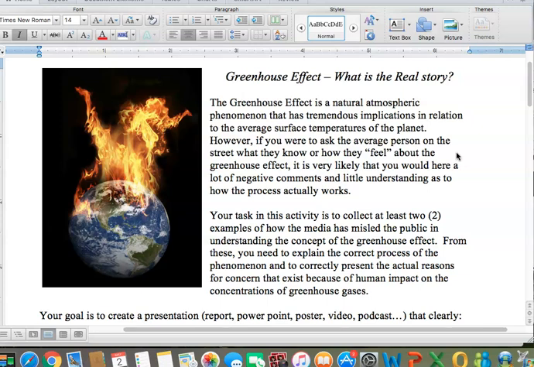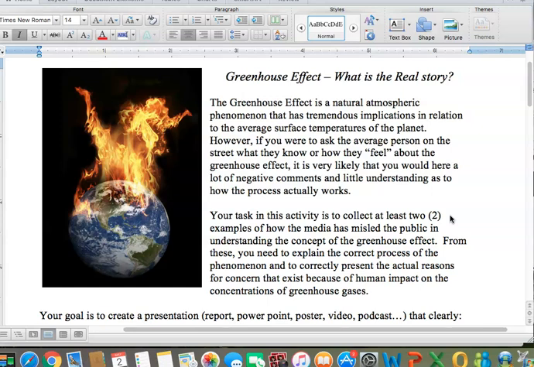So I'm not going to read this whole document to you, but I'm just going to highlight some things that you want to include in your project for you to get a solid grade. Your task is to find at least 2 examples of how the media misleads or portrays the greenhouse effect as a negative thing, when in essence, without it, it would be very difficult for humans, plants, animals, vegetation to survive on this planet without it being at a nice comfortable temperature, because that's what the greenhouse effect does. It traps in infrared radiation, keeping our Earth at a nice comfortable temperature.